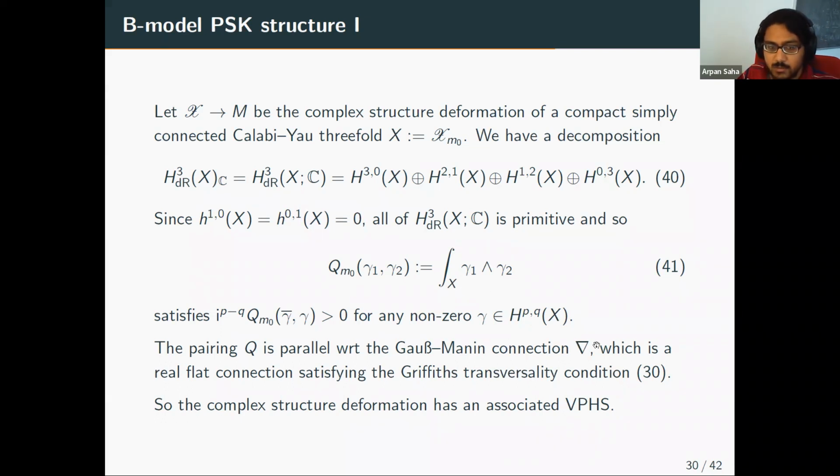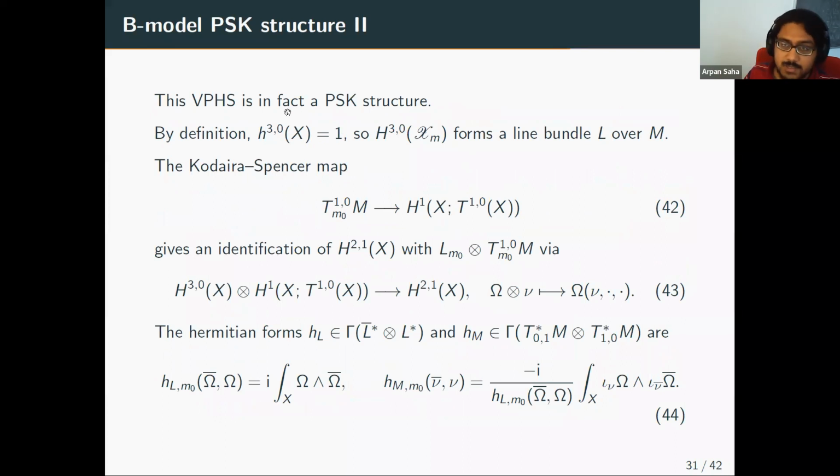And you also have a flat connection, which is basically given by the Gauss-Manin connection, and the pairing Q is parallel with respect to that. And in fact, you can see that this is a PSK structure. So a PSK structure was a special case of a variation of Hodge structure, as I mentioned. That follows from the fact that, by definition, h^{3,0} of a Calabi-Yau threefold is equal to 1. So basically, H^{3,0} forms a line bundle L. And then you have the Kodaira-Spencer map, which identifies L tensor the holomorphic tangent bundle with H^{2,1}.